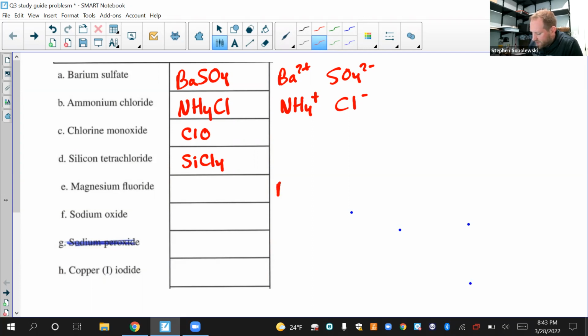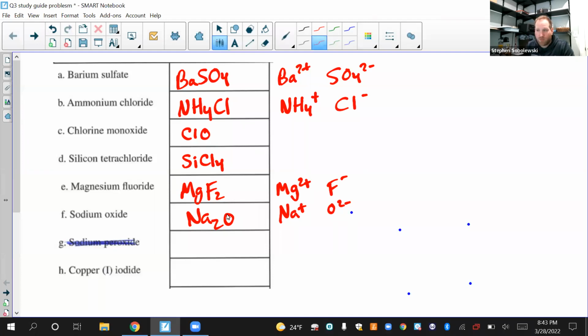Magnesium fluoride, so magnesium is Mg2+, fluoride is F-, crisscross those, getting MgF2. Sodium oxide, Na+, O2-, Na2O. Copper 1 iodide, what does that 1 tell us? Well, it's not necessarily the number of coppers, it's not necessarily the number of iodides, it's the charge of the copper. So we have Cu with a charge of plus, I with a charge of minus, so this ends up being CuI. So it ended up being the number of coppers and the number of iodides, but it doesn't always mean that. It's the charge of the metal.